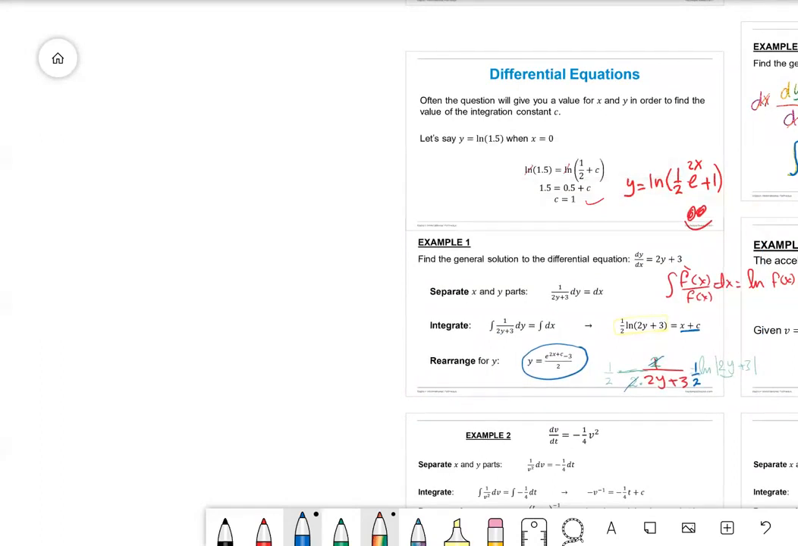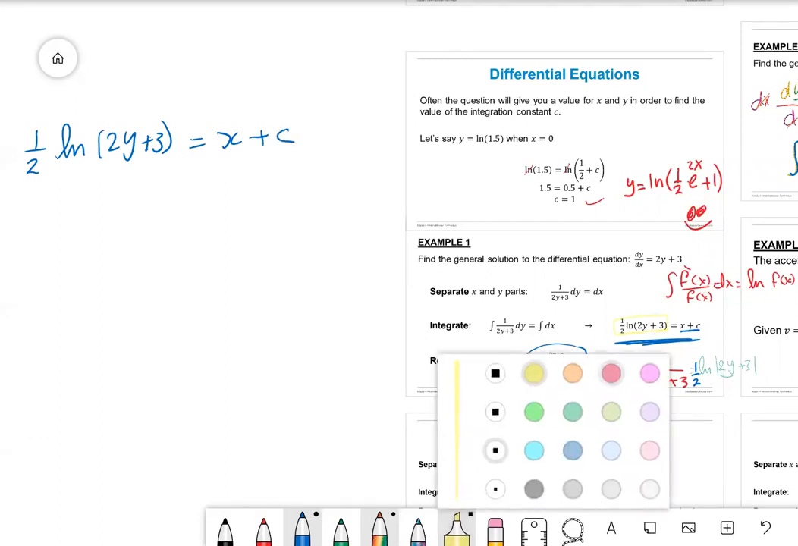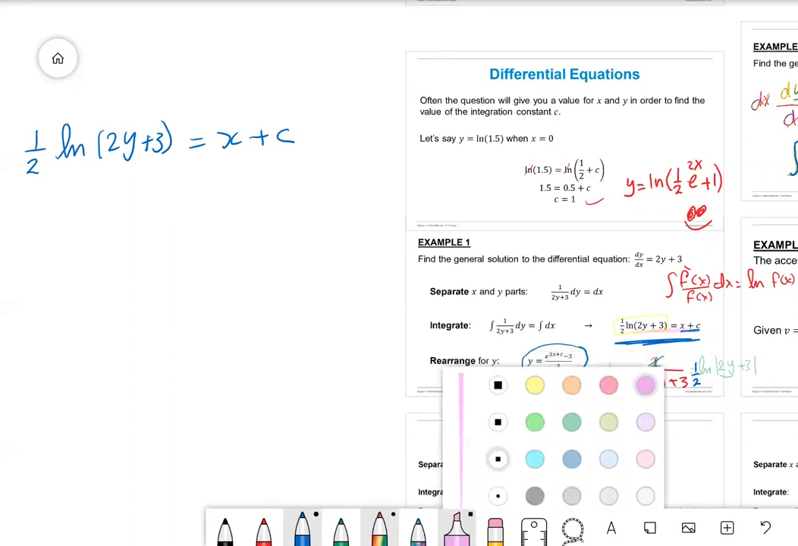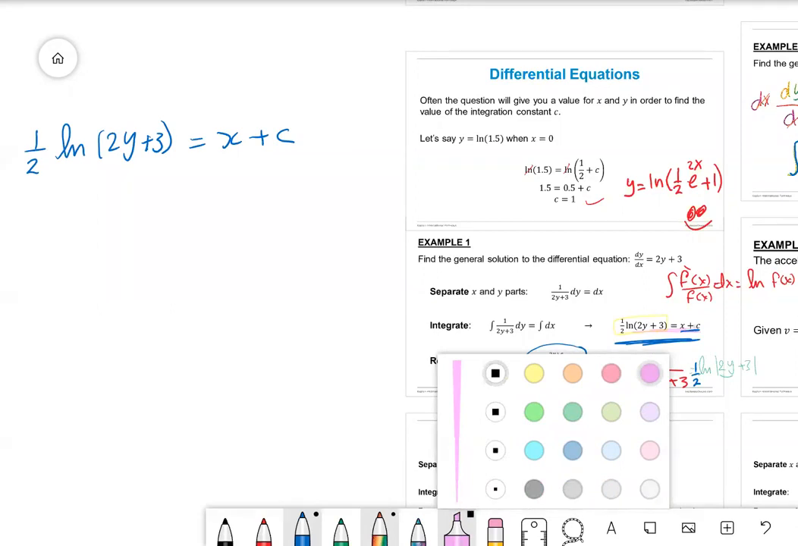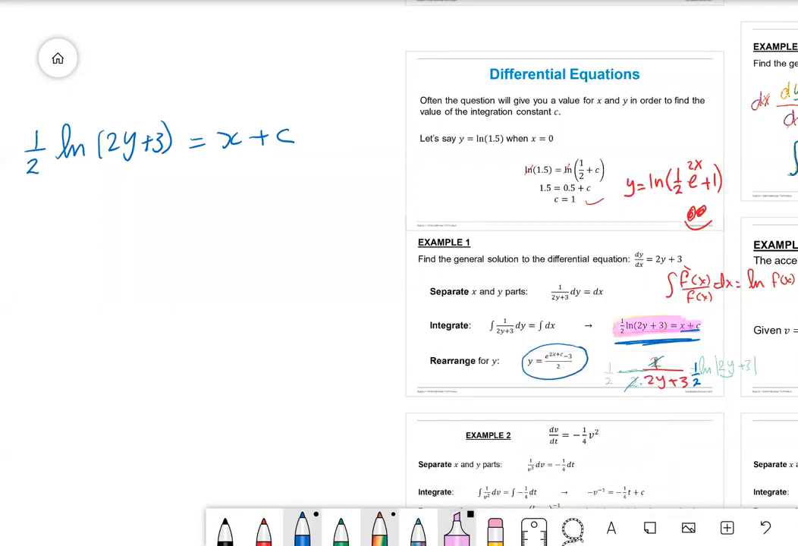So from this step, I would write half ln 2y plus 3 equals x plus 3. Okay. So from this step here, this circle here, I'm going to write on the board. So it's half ln 2y plus 3 equals x plus c.